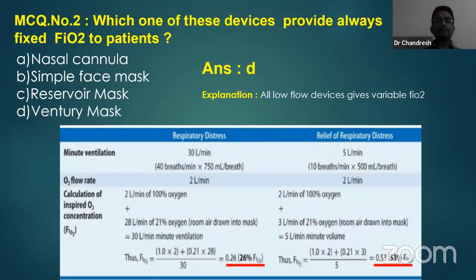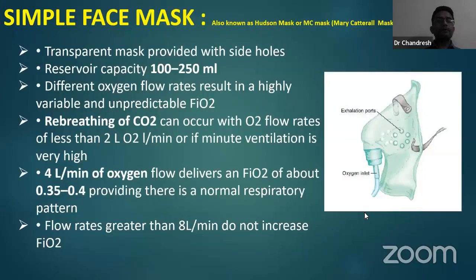Next. Let's talk about the simple face mask. You all might know the other names we use for this simple face mask. Hudson mask. Many of you might not be aware of the other name: MC mask, meaning Mary Catterall mask. This is a transparent mask provided with side holes, and the reservoir capacity here is around 100 to 200, or maybe 250 ml.